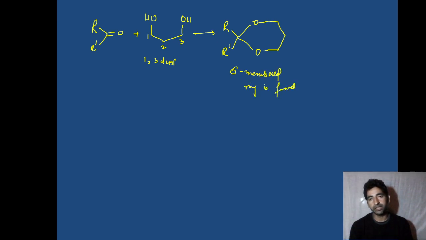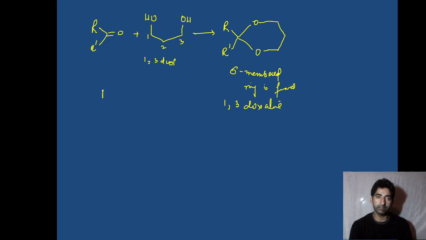So directly in the examination, the question will be about a 5 membered ring and a 6 membered ring. If you know it's a 1,2-diol, then a 5 membered ring will be formed, and a 1,3-diol will give a 6 membered ring. So this is called a 1,3-dioxane.